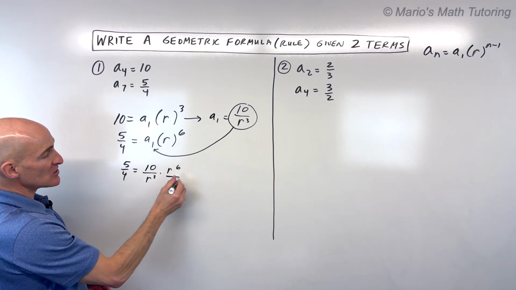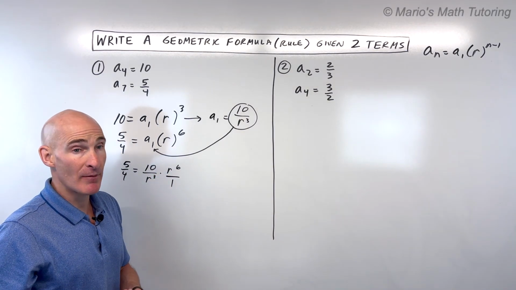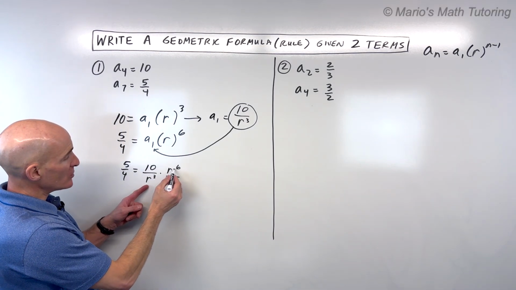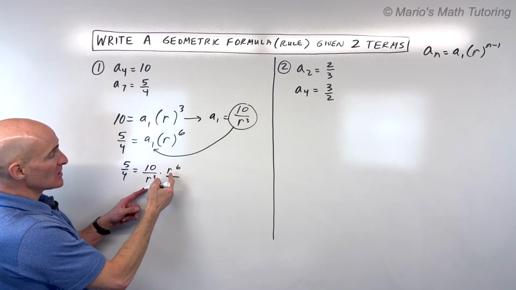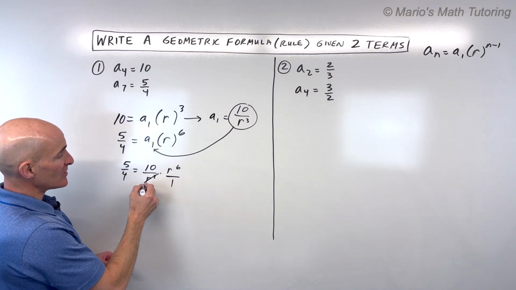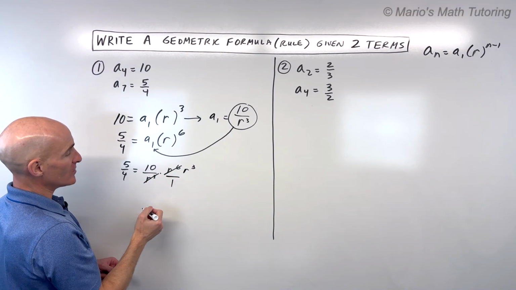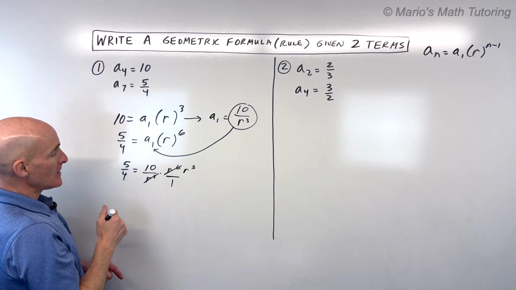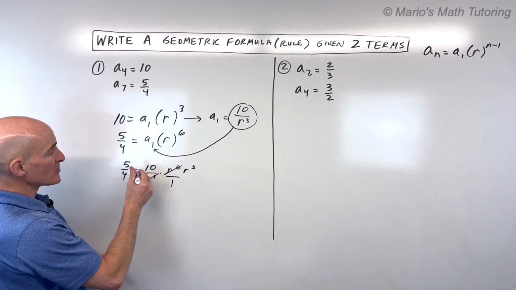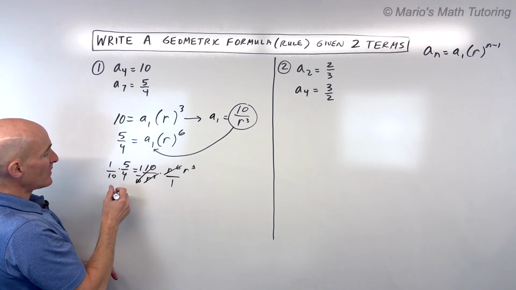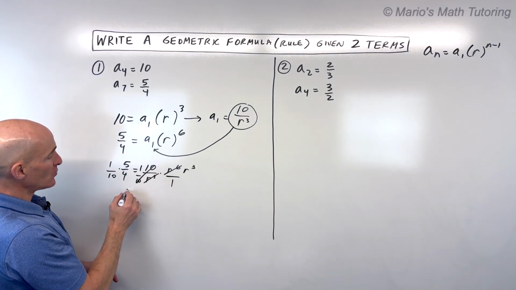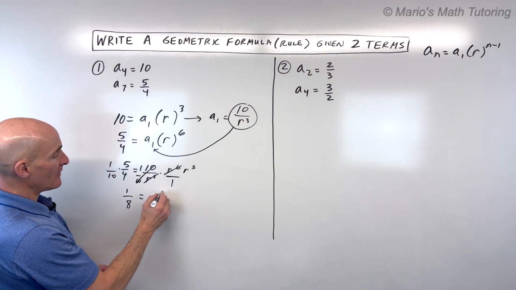Now this r to the 6th, you can think of that as being over 1 because anything divided by 1 is itself. And when you divide, you subtract the exponents if the bases are the same. So in this case, this becomes r cubed. 3 of these cancel with 3 of these. Now I'm going to multiply both sides by 1/10. So that gives us 5/40, which reduces to 1/8, and that equals r cubed.